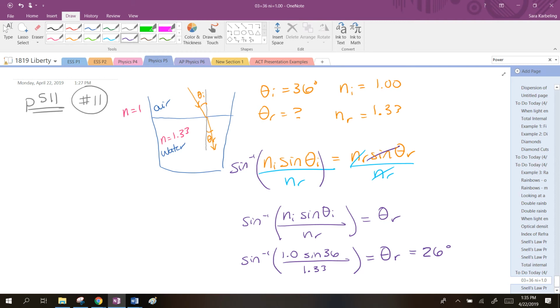It would keep getting closer and closer to the normal, right? But would it go past it? Nope, because it's just going to get smaller. It's going to get closer and closer to 0. It wouldn't ever go beyond 0, because that would be a bigger angle. Does that make sense?